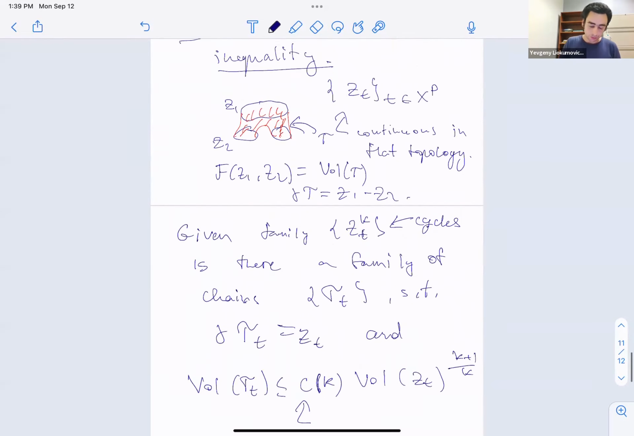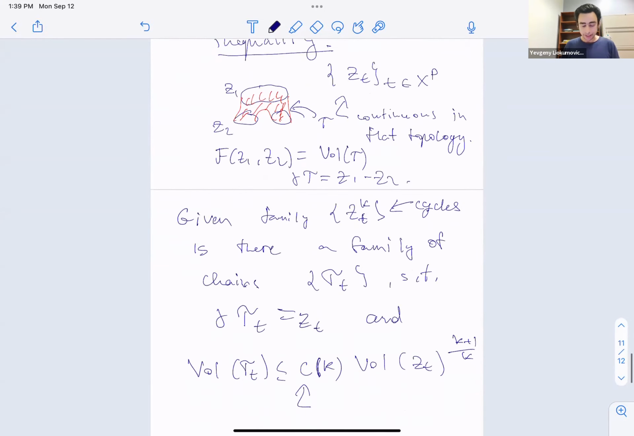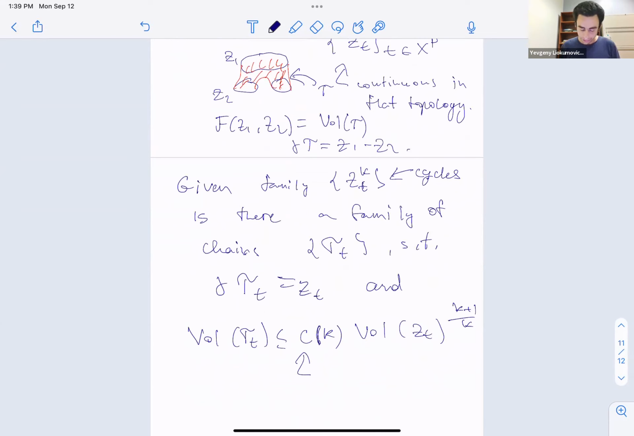There are various other versions of this parametric isoperimetric inequality, which have applications to min-max theory and to volumes of minimal hypersurfaces. But this would be a topic for a different talk.